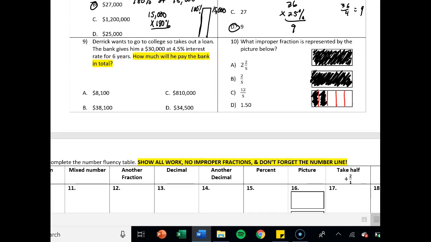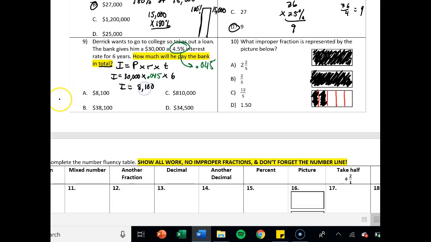Here, Derek wants to go to college, so he takes out a loan. The bank gives him $30,000 at 4.5% interest for a rate of 6 years. How much will he have to pay the bank in total? Not in interest, but in total. So the interest formula is I is equal to principal times our rate, R, and time, T. So our interest that we're going to pay is equal to 30,000 times our rate as a decimal. That is not a decimal yet. 0.045. Now we have it as a decimal. 0.045 times the amount of time, which is 6 years. When I multiply that together, I get my interest is equal to 8,100.